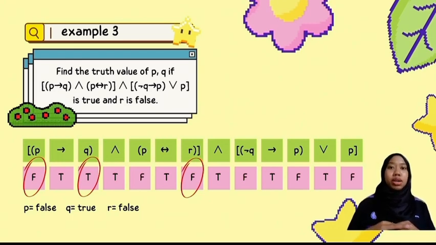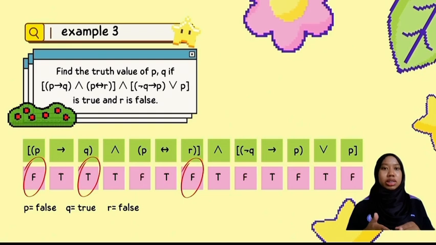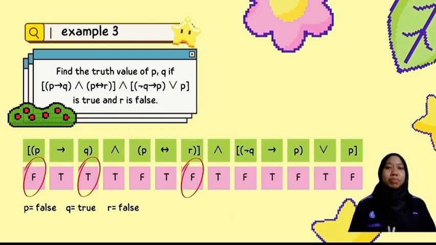Next, we break it into smaller parts. The first part is P implies Q. This means if P is true, then Q must also be true. Since P is false, this is automatically true, because a false antecedent cannot make the statement wrong. The second part is P is equivalent to R. This means P and R must have the same truth value. R is false, so P must also be false to match.